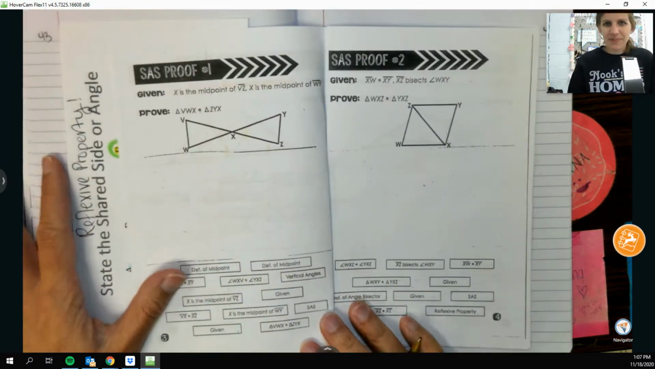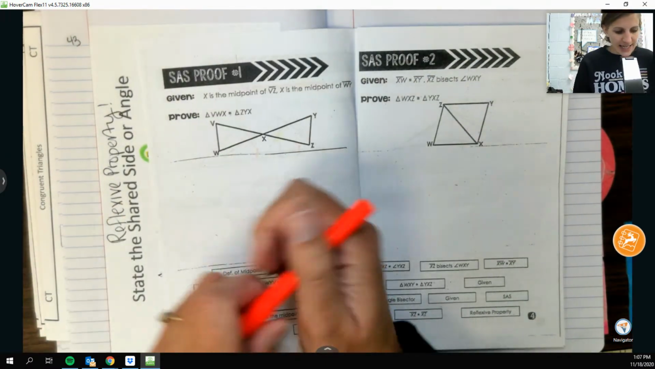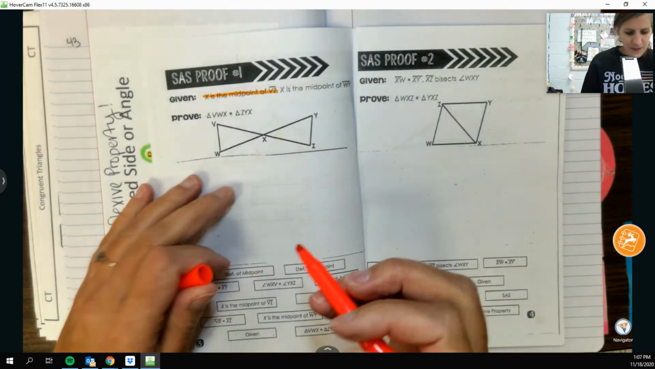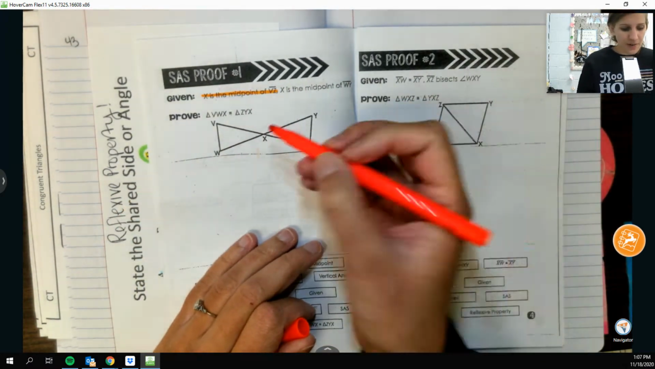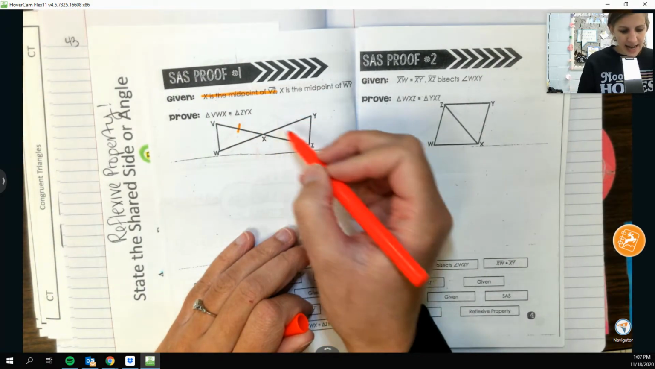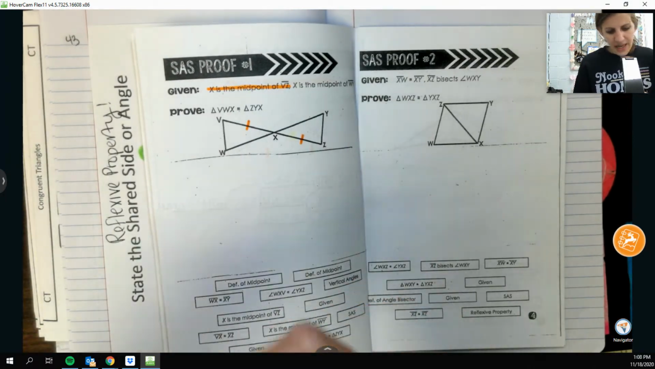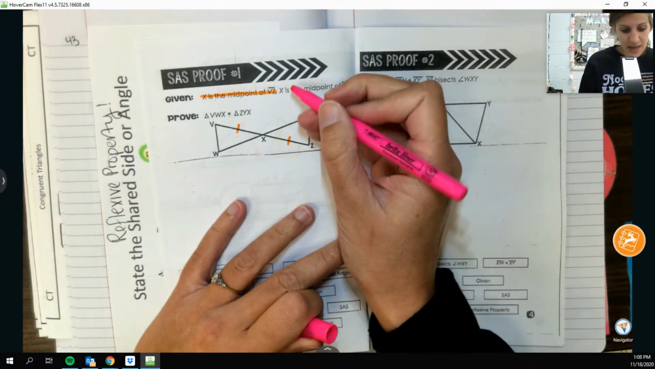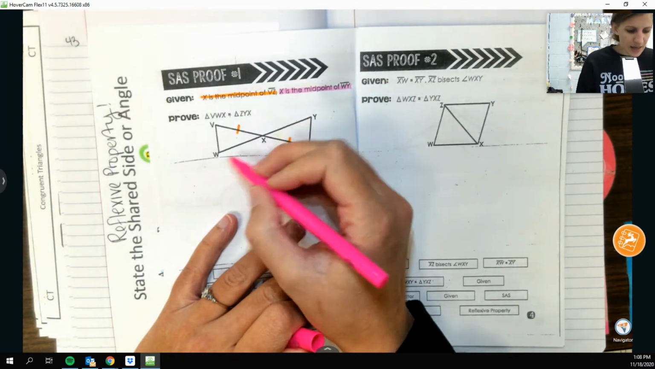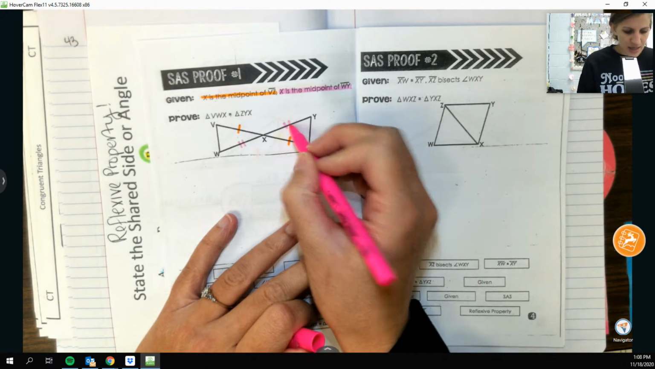Alrighty, let's try some more. It is given that X is the midpoint of VZ. So I'm going to go mark that right now. If X is the midpoint of VZ, that's cutting this in half. So these two sides are the same. It's also given to me that X is the midpoint of WY. So with WY, X is the midpoint, which cuts that segment equally in half.